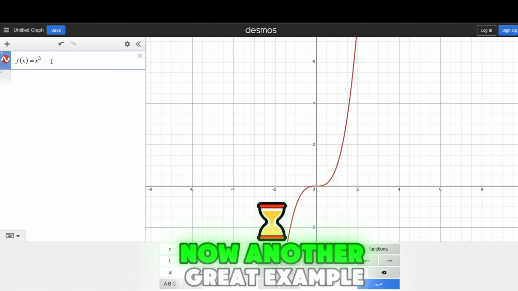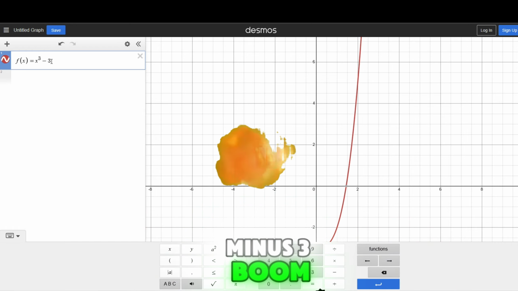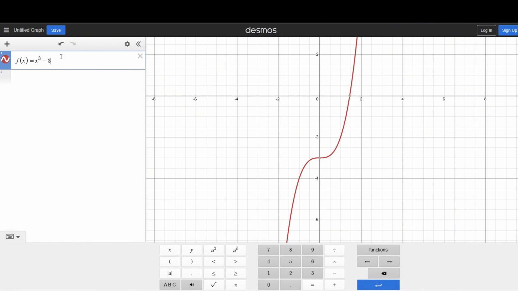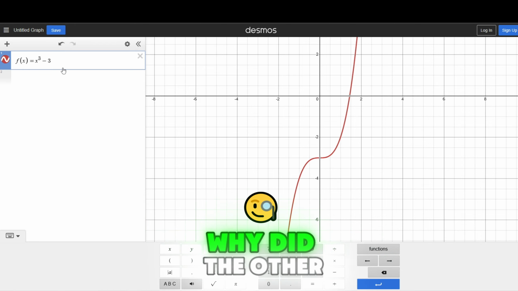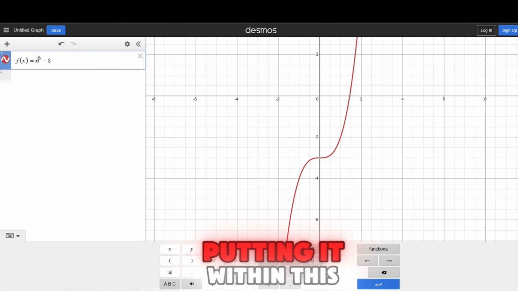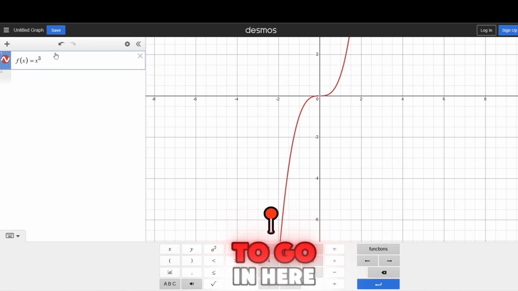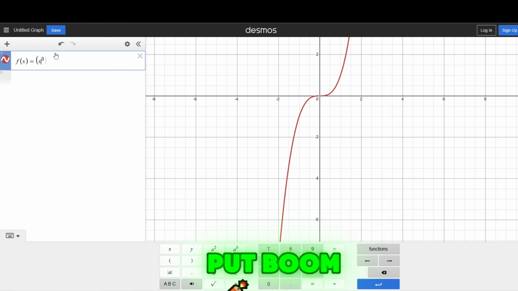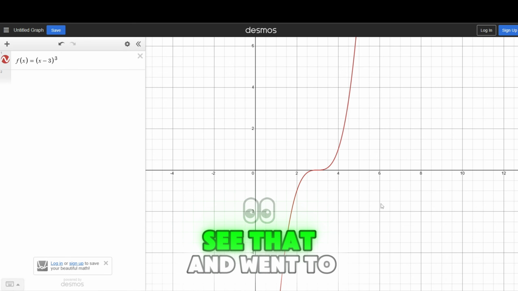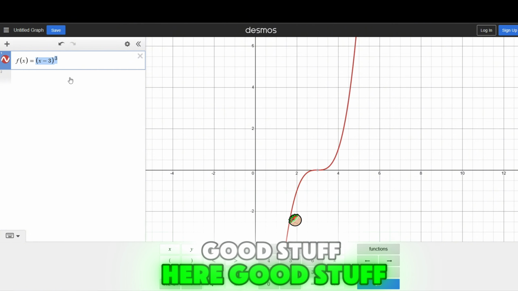Now, another great example would be the other direction. -3. Boom! What happened? It went down 3. You might be asking yourself, why did the other one go to the left and this one go down? That's because we're not putting it within this function. We're putting it outside. So, if I were to put it inside and did -3, boom. See that? It went to the right. Good stuff here.